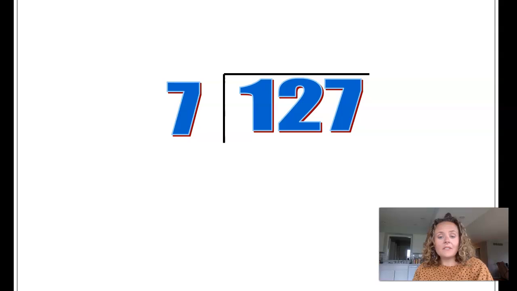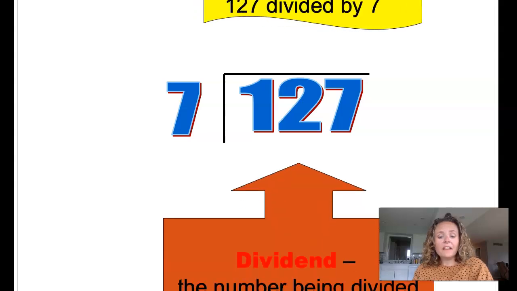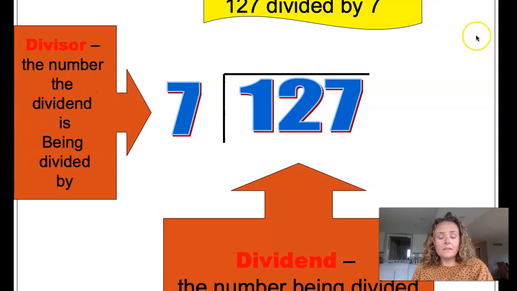So here's a division problem, 127 divided by 7. Let's review some important vocabulary. The dividend is the number being divided. Whereas the divisor is the number the dividend is being divided by. So we've got the dividend and the divisor. Up here where the answer goes is called the quotient.